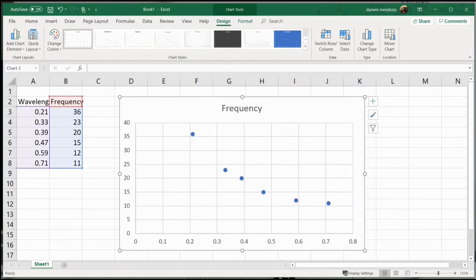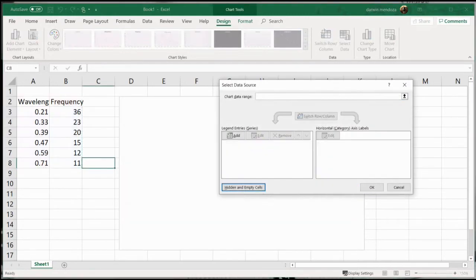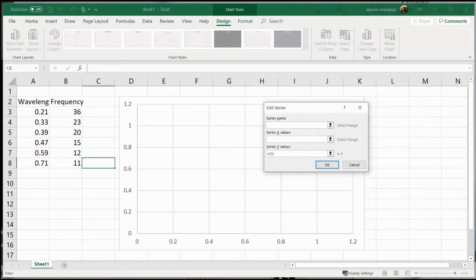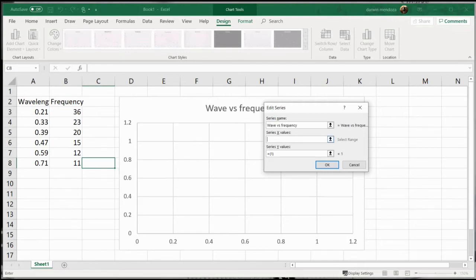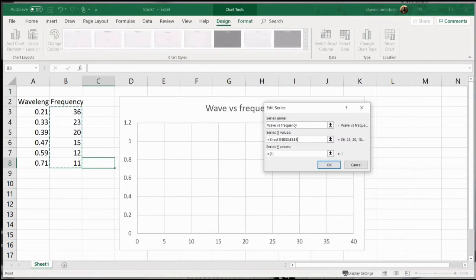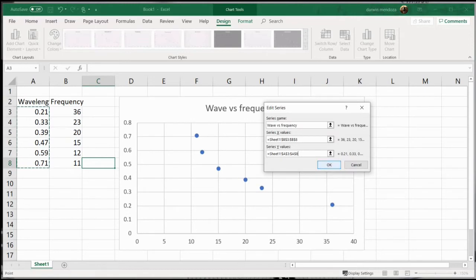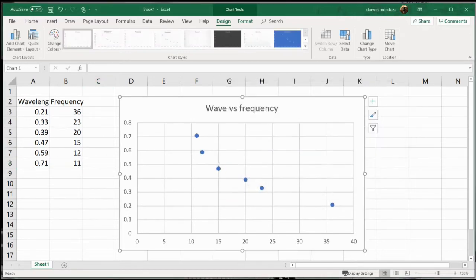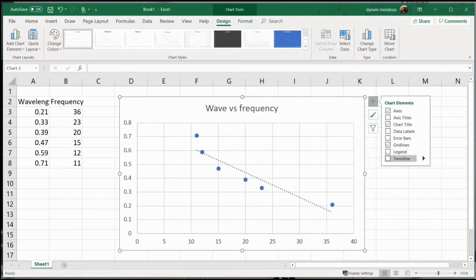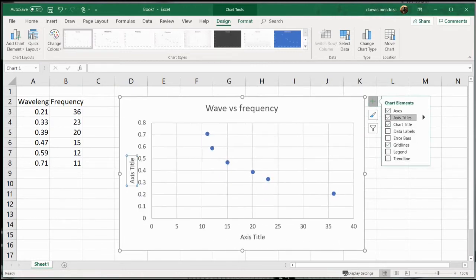So click on your graph again. Go to select data. Remove everything. We want to add some data into it. We'll call that wavelength versus frequency. You're going to have, on the x-axis, frequency. On the y-axis, you're going to have wavelength. So you plot that. That's okay. You can put axes and trend lines. We'll go with axes first. Okay, that's good.